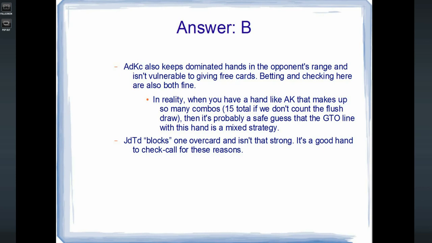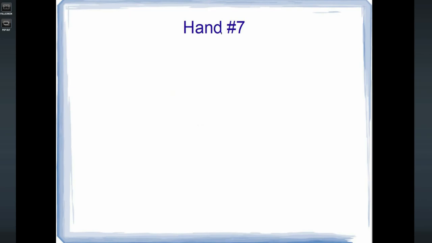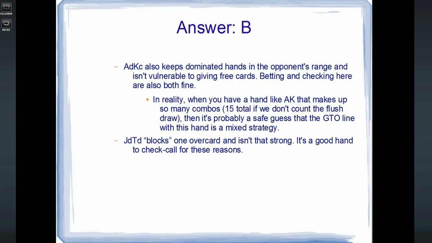Pocket aces I would usually bet. Jack-ten I would usually check-call. So let's talk a little bit more about that. There's four overcards on the ten-high board: the jack, the queen, the king, and the ace. But if we have jack-ten, the jack is obviously good, so there's only three bad overcards. So in a way, it blocks a quarter of the overcards because now a jack turning is not bad. It's a very good thing. So that's nice. And honestly, jack-ten is just not that strong.